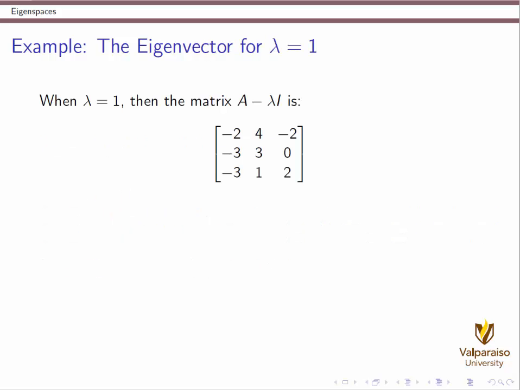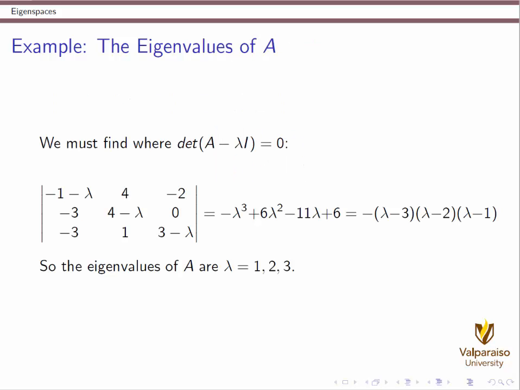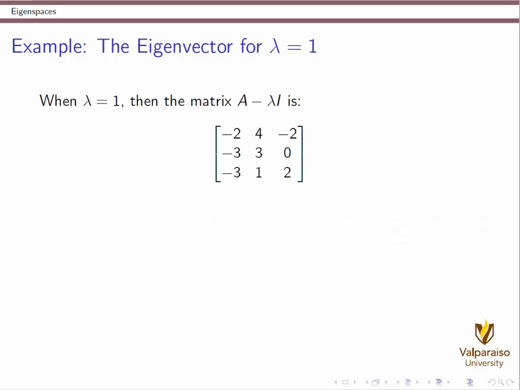When lambda is 1, we're going to go back and recover the matrix A minus lambda I with lambda equals 1 specifically in mind. So here inside the determinant bars is A minus lambda I. With lambda equals 1 in mind, then down the diagonal we will get negative 2, 3, and 2. And there we go. So this is A minus lambda I for lambda equals 1.